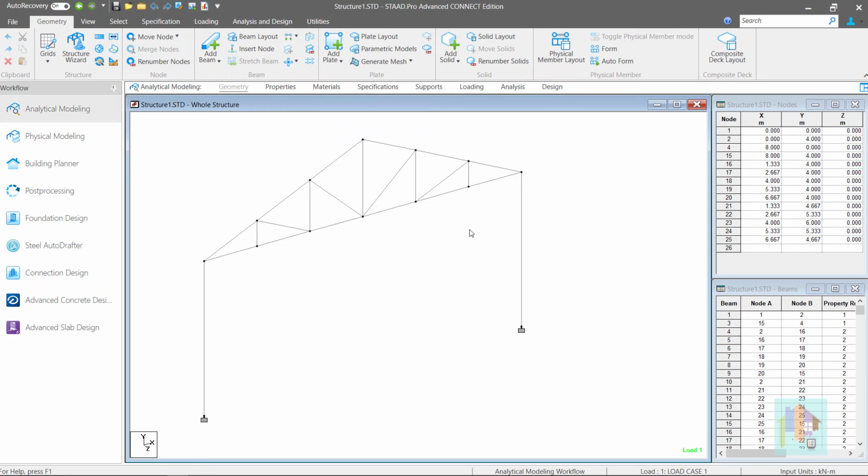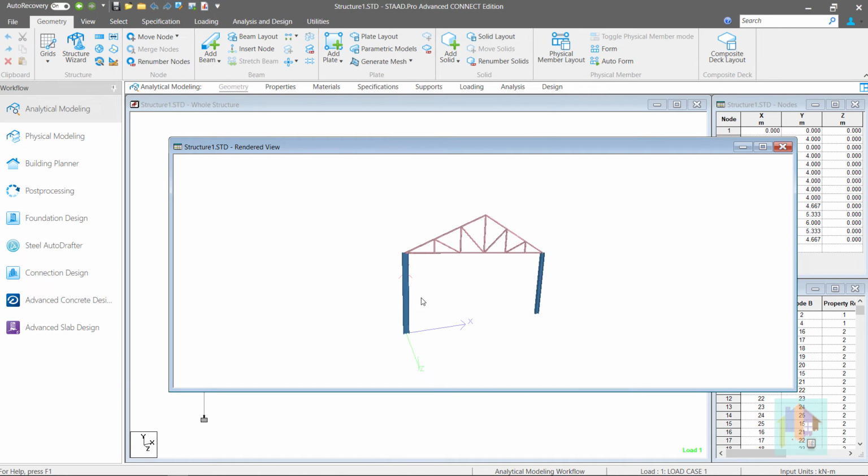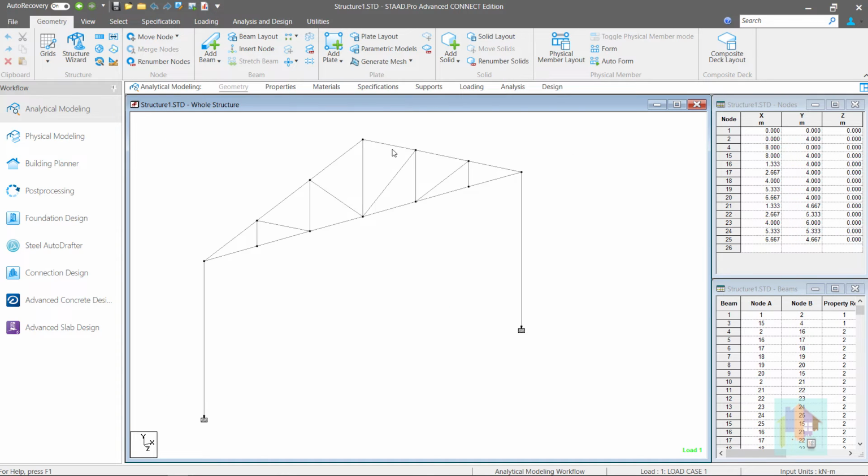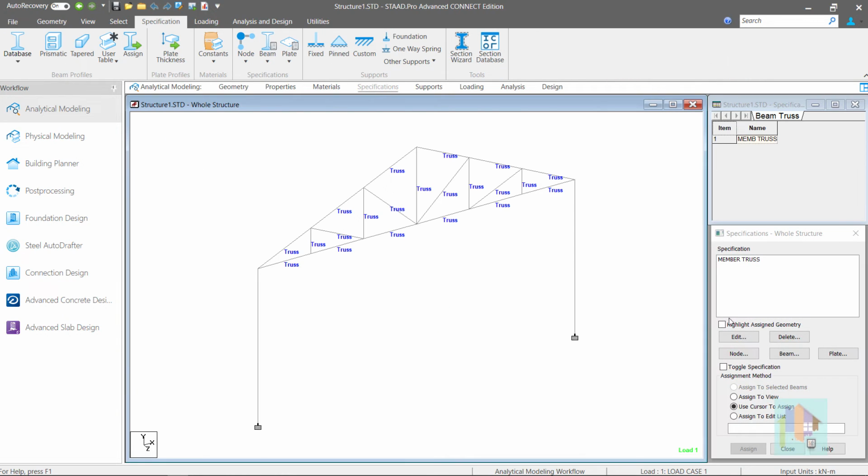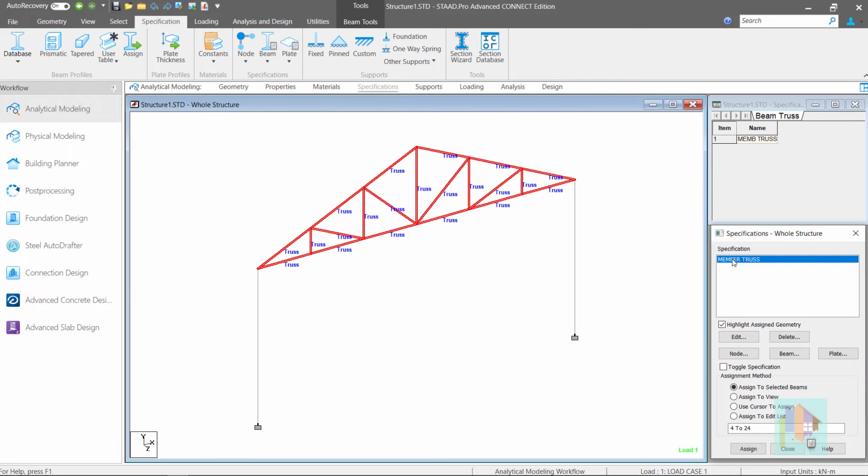Let's check this in a STAAD model. This is a truss model, a very common one. You can find this type of steel truss in any industrial shed or warehouse type of building. All the members present in the top chord are specified as truss. So these members can carry only axial load. No bending, shear or torsional resistance is present.